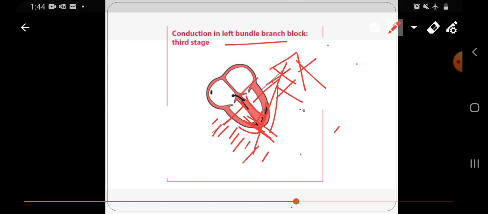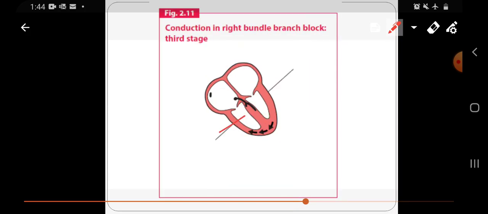The opposite happens in right bundle branch block. In the right bundle, the right is blocked, and therefore the signal is going to go faster into the left. It will stimulate the left and depolarize it, and then the signal will be transmitted from muscle to muscle into the right ventricle. So the left ventricle will depolarize ahead of the right, leading to right axis deviation.